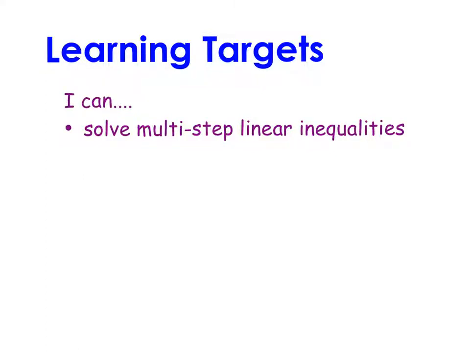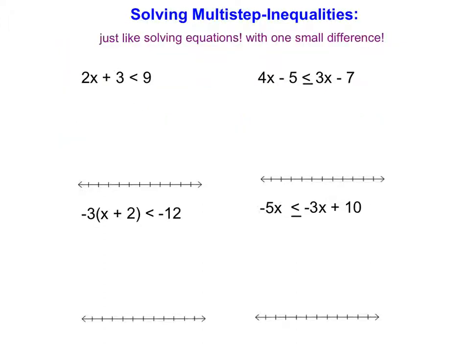In this video, we are going to work on solving multi-step linear inequalities. Solving multi-step inequalities is just like solving one-step inequalities. We follow the same rules of equations, except if we divide or multiply both sides by a negative, we then have to flip the inequality symbol. So, let's take a look at these and see if we can solve them down for one inequality and then graph it on a number line.